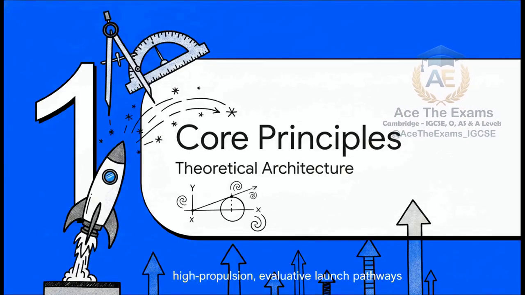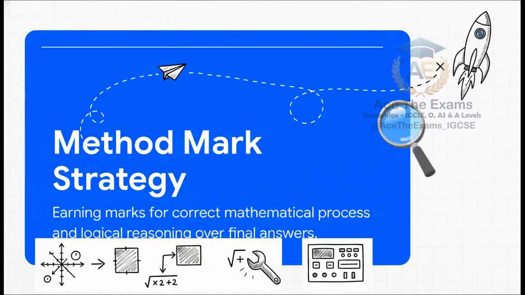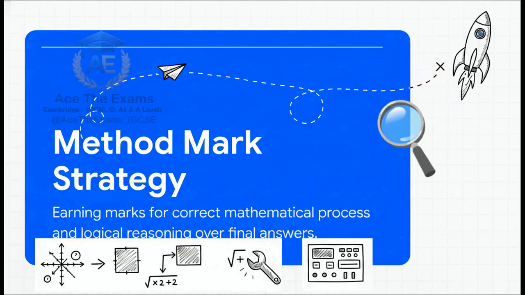Section 1. Core Theoretical Principles. Let's calibrate the launch track. Let's look at the core navigation system of the Cambridge assessment, the method marks strategy. Now, I really want to reassure you here, so take a breath. Cambridge examiners are not just staring at your final destination coordinates, they are actively evaluating your entire analytical flight path. Earning assessment marks is heavily based on demonstrating the absolute correct mathematical procedure. They want to see your logical, structured reasoning, regardless of whether a tiny arithmetic error throws off your final answer.